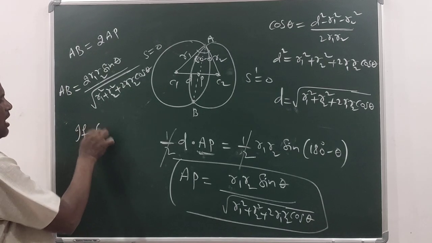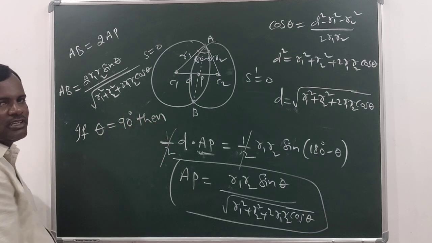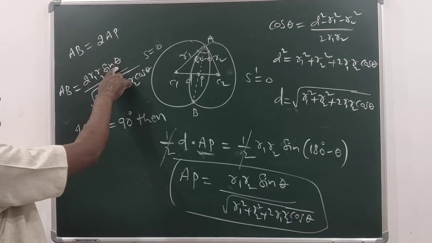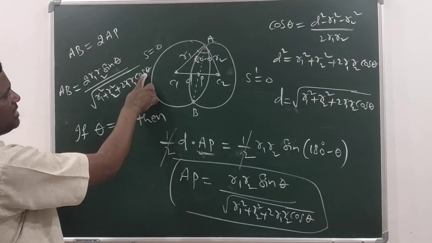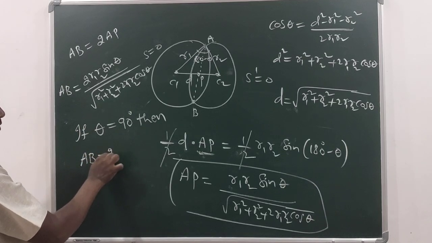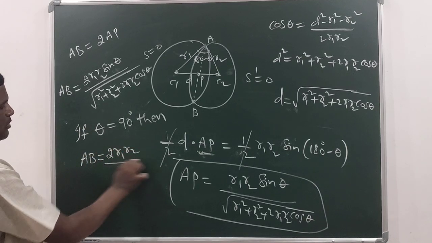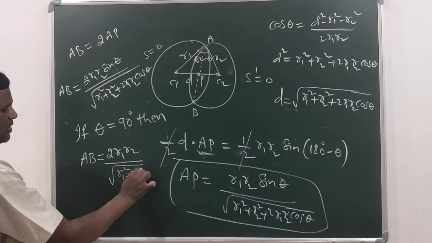Suppose for orthogonal circles, you know theta is 90 degrees. If you put theta 90 degrees here, sin 90 is equal to 1, cos 90 is 0. Then your AB length will be 2R1 R2 by root of R1 square plus R2 square.